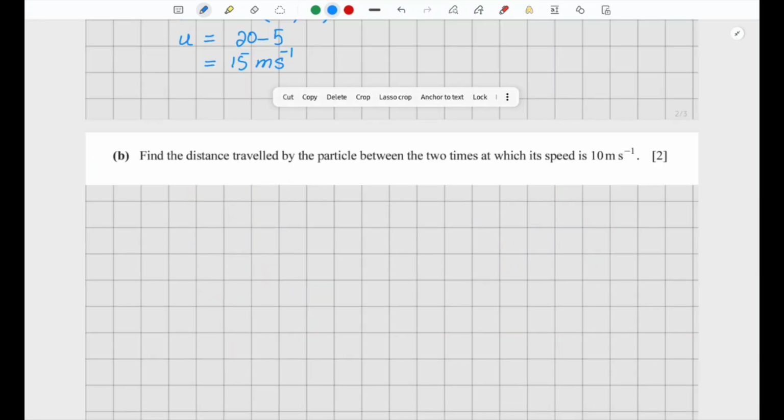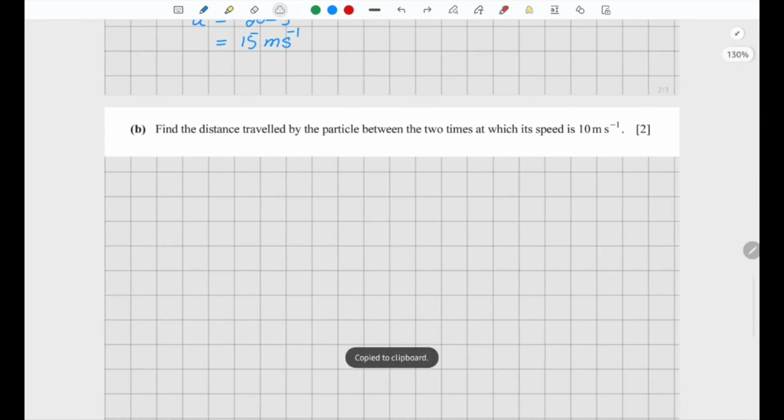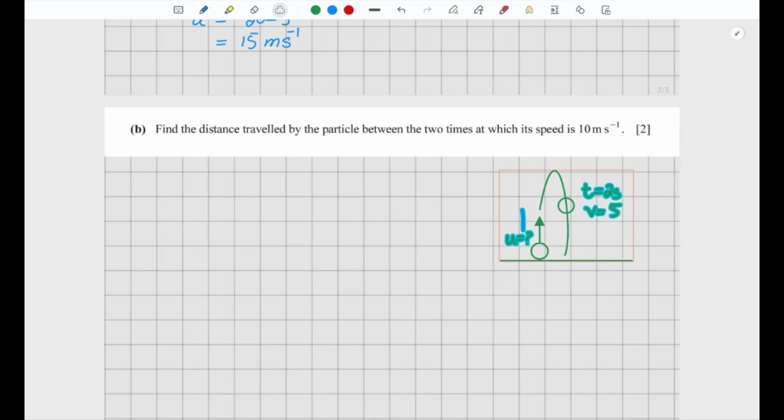Okay, so part B now. Part B says find the distance travelled by the particle between the two times at which its speed is 10 meter per second. So the same journey. They say distance travelled by the particle between the two times at which its speed is 10 meter per second.